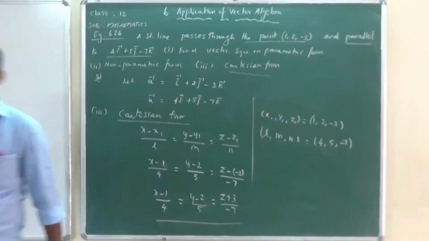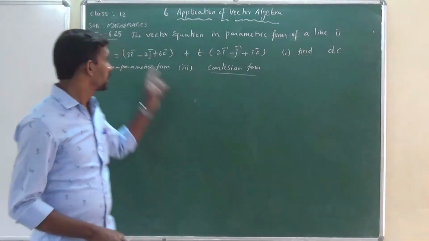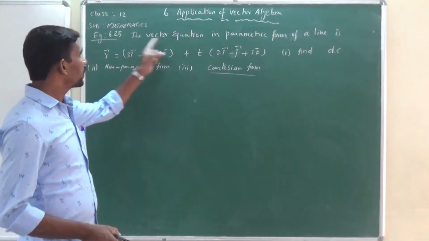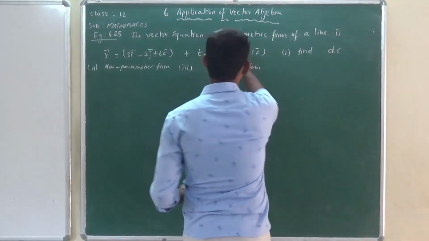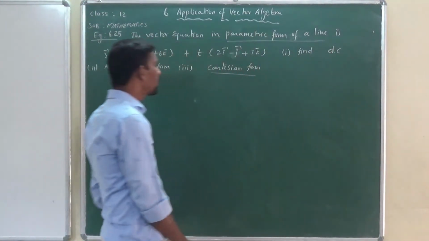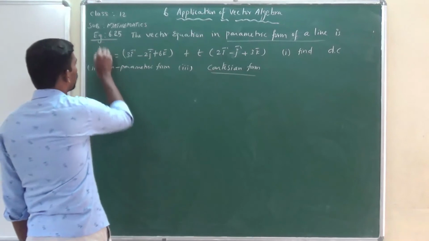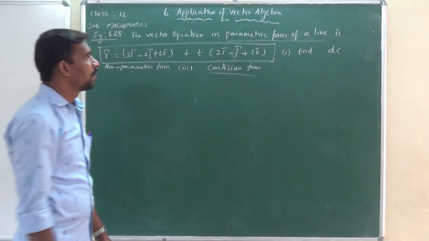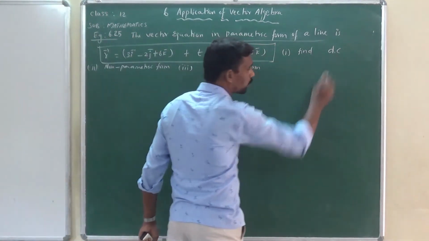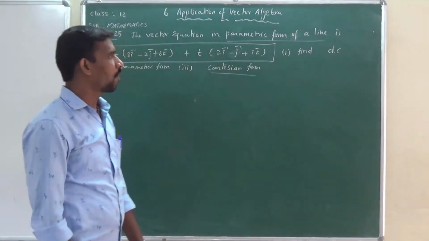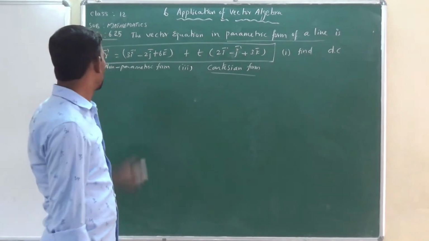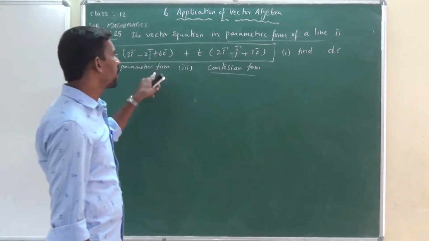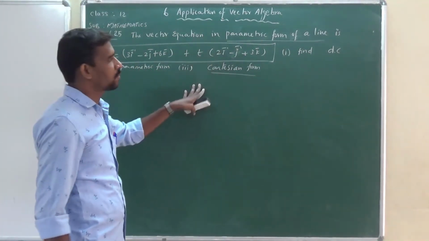Okay, thank you. Hi students, this is example 25. The vector equation in parametric form of a line is given, they have given it in parametric form already. Now they are asking to find the direction cosines, DC, which means direction cosines, and the non-parametric form and the Cartesian form.